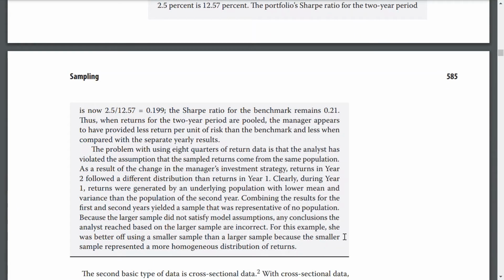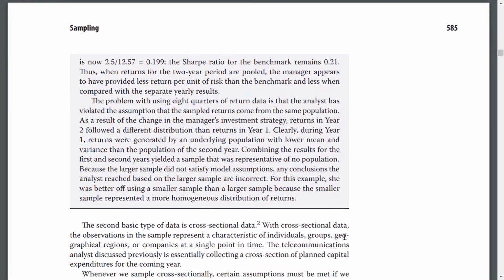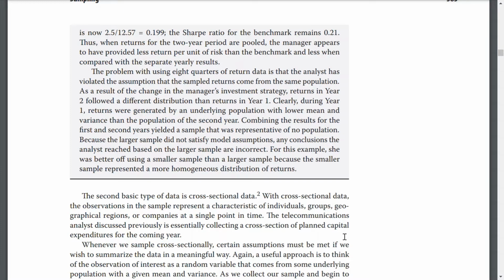The Sharpe ratio for the benchmark remains 0.21. Thus, when returns for the 2-year period are pooled, the manager appears to have provided less return per unit of risk than the benchmark, and less when compared with the separate yearly results. The problem with using 8 quarters of return data is that the analyst has violated the assumption that the sample returns come from a single population, as a result of the change in the manager's investment strategy. Returns in year 2 followed a different distribution than returns in year 1.